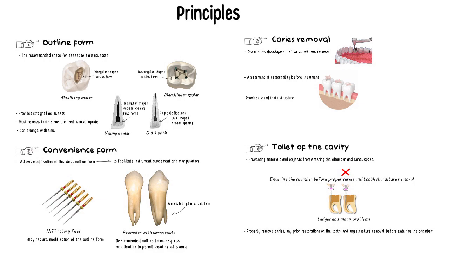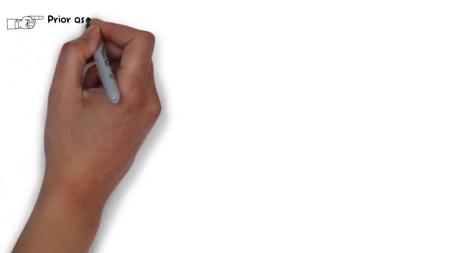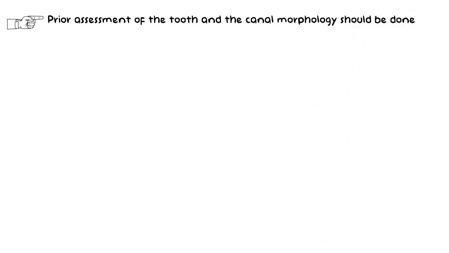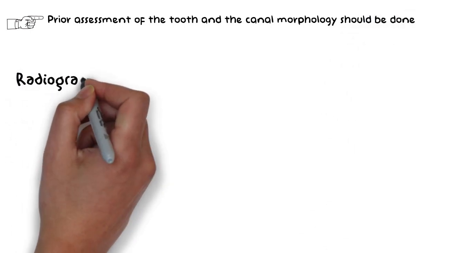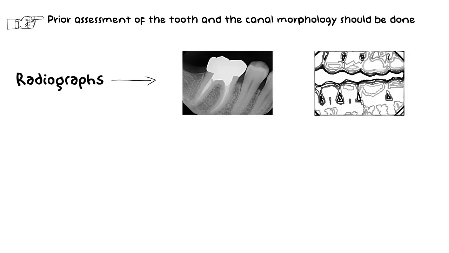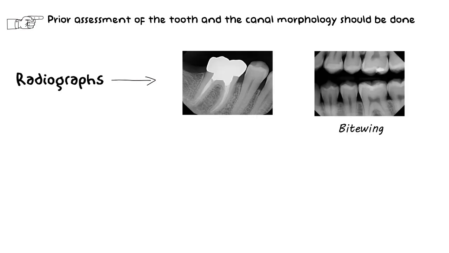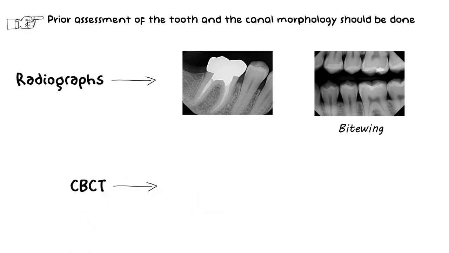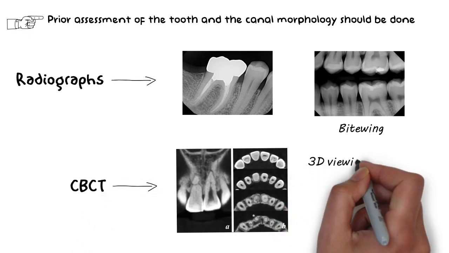So before I end this video, let's discuss some more important points regarding access preparations. Before access preparation is started, a prior assessment of the tooth and the canal morphology should be done. This can be accomplished using radiographs. Bitewing radiographs and digital images offer the most accurate and distortion-free information on the chamber anatomy. Recent advancement in cone beam computed tomography, or otherwise known as CBCT imaging, allows three-dimensional viewing of the chamber and the radicular space.